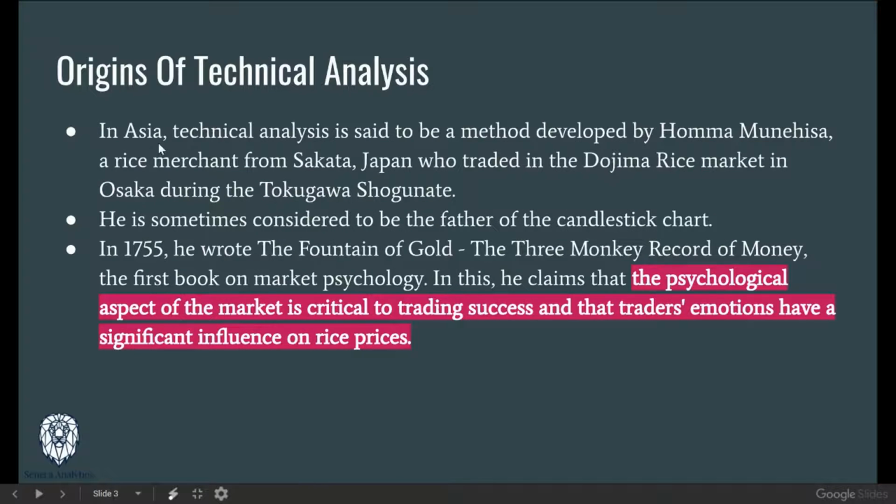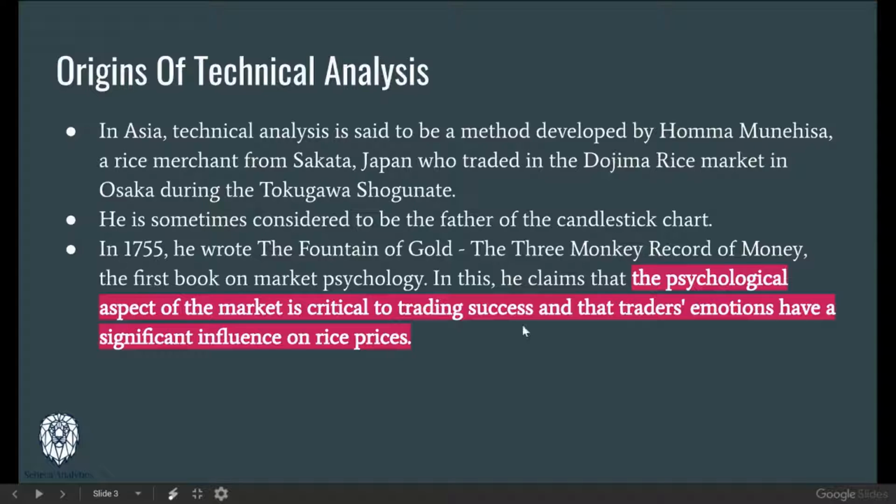And then we jump across to Asia, where technical analysis is said to be a method developed by Homer Munehisa, a rice merchant from Sakata, Japan, who traded in the Dojima rice market in Osaka during the Tokugawa shogunate. The Tokugawa shogunate is basically a period in Japanese history. He is sometimes considered to be the father of candlestick charts.